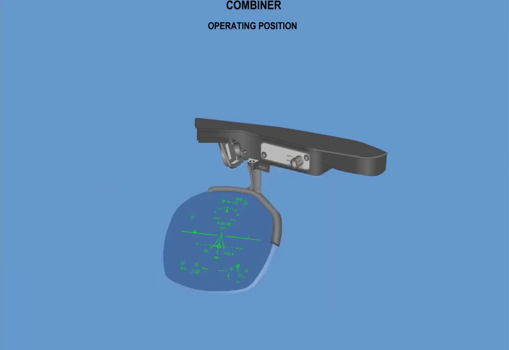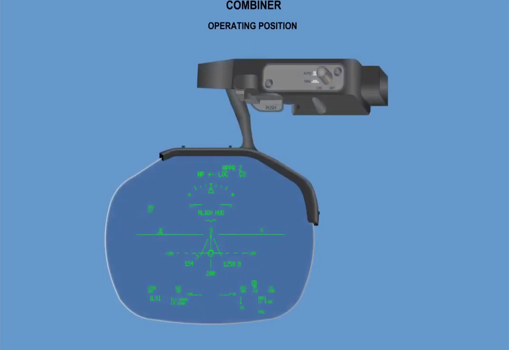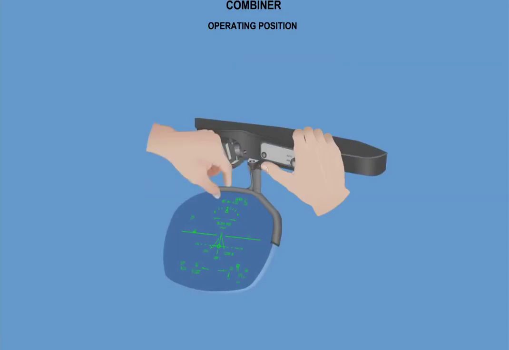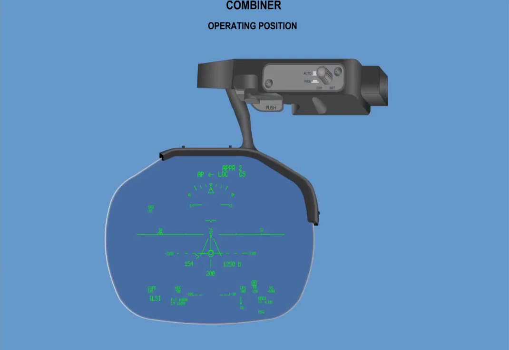The combiner stow switch automatically turns on the overhead unit power supply when the combiner glass moves into the operating position. The combiner alignment detector, or CAD, detects whether the combiner is correctly aligned in the operating position or not. If not, a signal is sent to the HGS computer, which will show Align HUD message on the combiner. If this message appears, slightly push the combiner arm forward and let it move back to the detent position to remove the message.